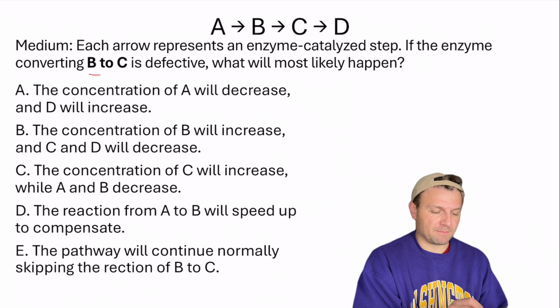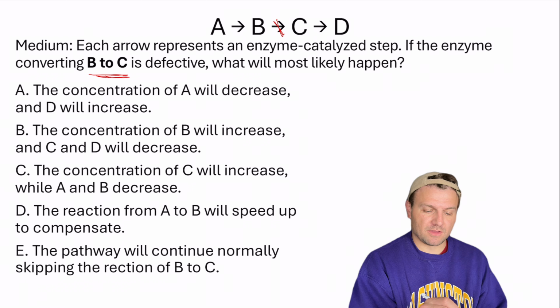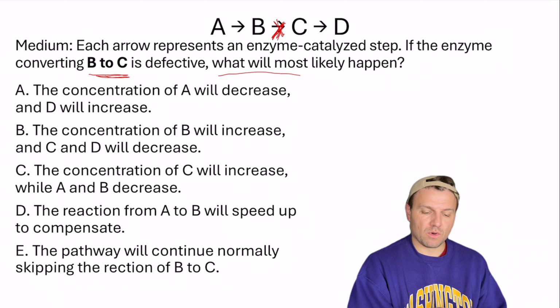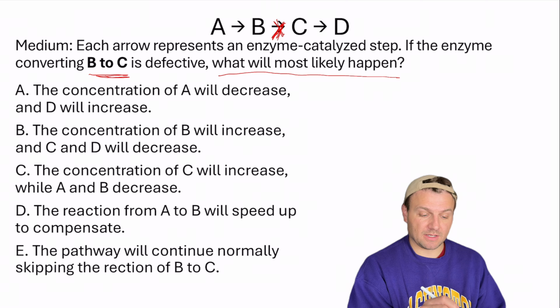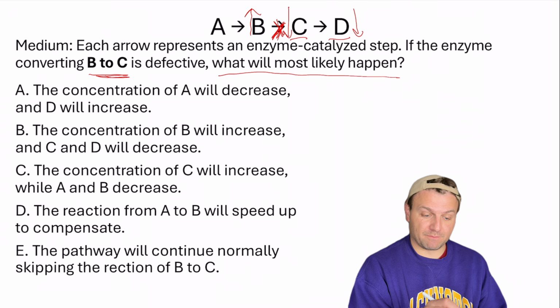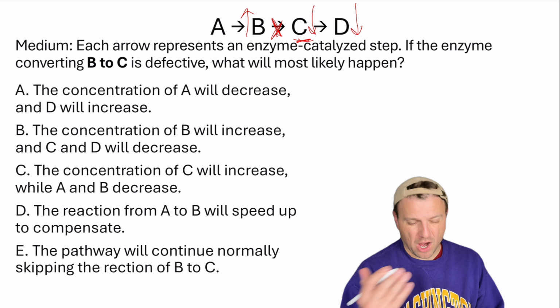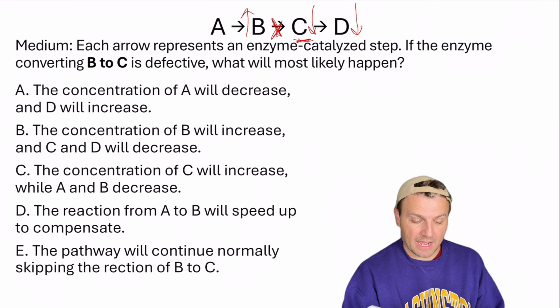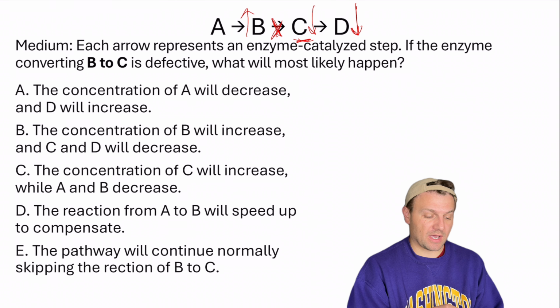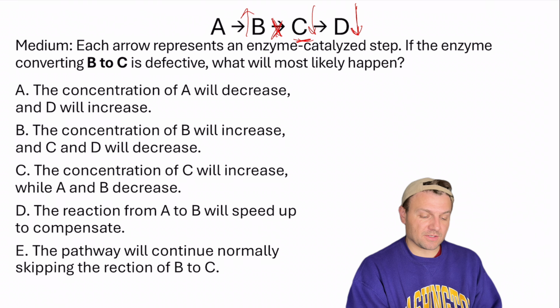If the enzyme converting B to C is defective, so this enzyme doesn't work anymore, what will most likely happen? Well, since B can't be converted to C, it's going to start piling up in this location. C and D then will also decrease since they don't have any of B being converted into C. D is probably going to be used up in some other pathway, so it will also decrease as well. Let's look at our answers. A, the concentration of A will decrease and D will increase. Nope, we said kind of the exact opposite.